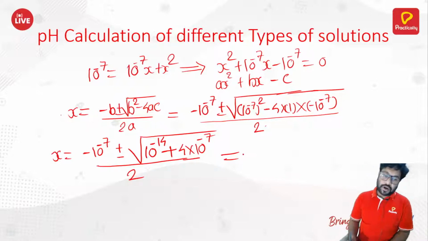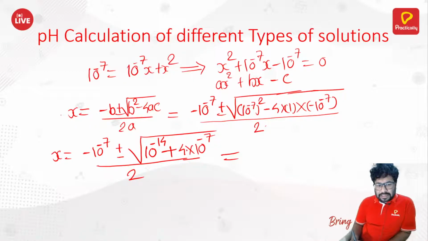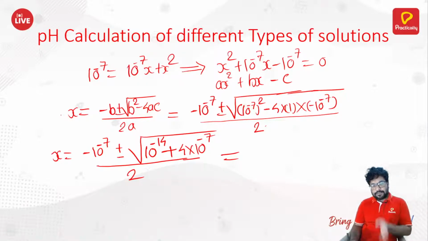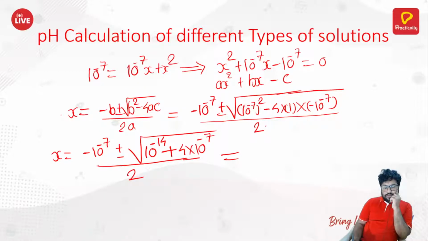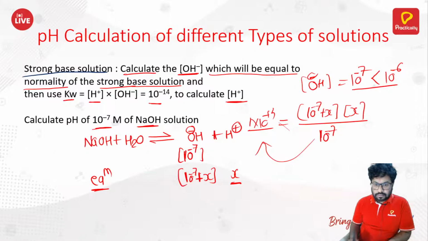So this will be equal to what now? It is something strange now. 10 raised to minus 7, 10 raised to minus 7. Let me figure out what to do here. b square, 10 raised to minus 14, now minus ac, 10 raised to minus 7, 10 raised to minus 14.